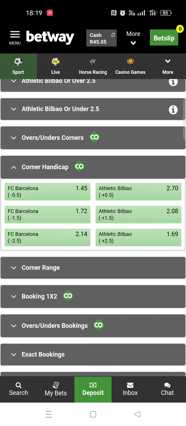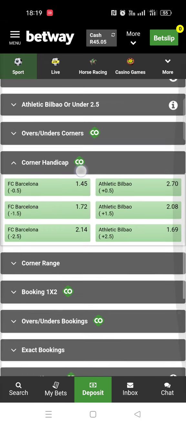Let me quickly explain something here. The good thing about this corner handicap is it has that CO. You see that green CO? All the markets that have that, those are not necessarily good markets, but those are markets that you should bet on because they have a cash out option. Meaning, if you are losing, you can always cash out. Maybe of 4 or 5 matches that you've bet, 3 of them are in. The last one you feel like you will lose, then you can simply cash out. You can even cash out when the match is live, so that you can save yourself some money, take out the little profit that you have.